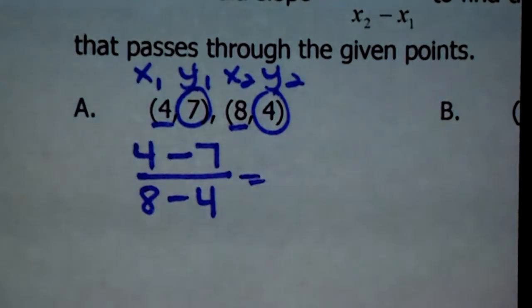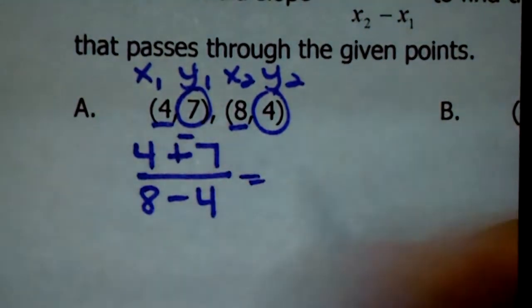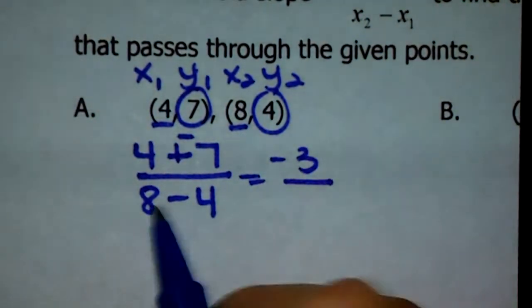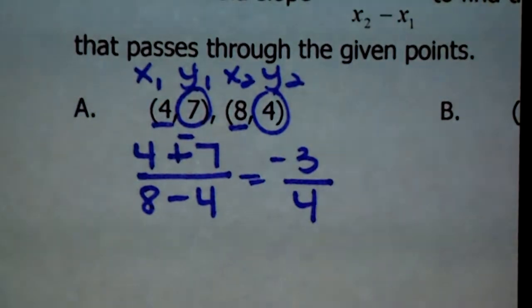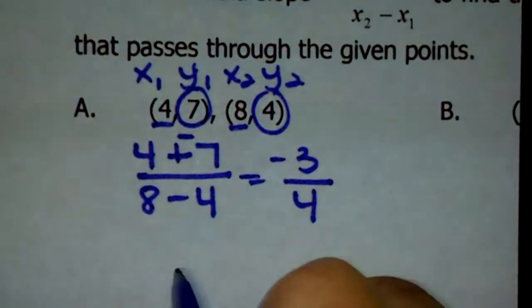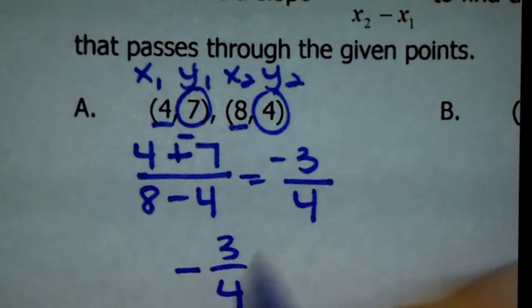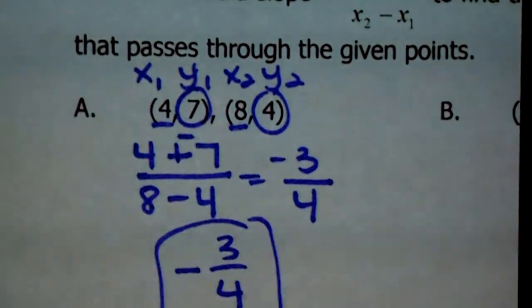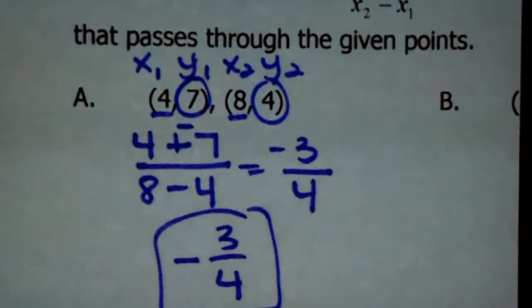So 4 minus 7, or 4 plus negative 7, is negative 3. And 8 minus 4 is 4. And that can't be simplified anymore. You could, if you want, write the negative sign smack dab in the middle. That would be fine. All right, let's move on to the next one.